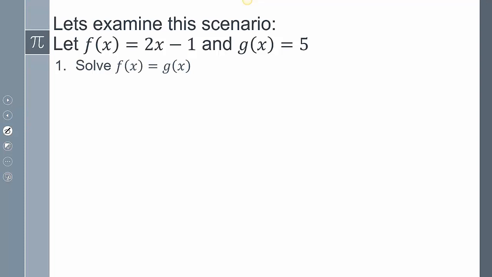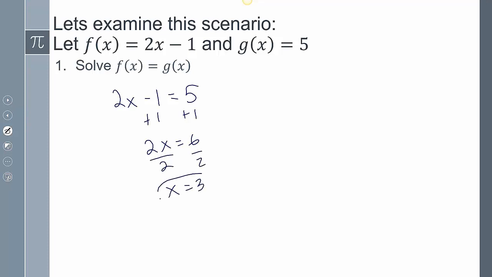So the first says, let's solve f of x equals g of x. So that literally means 2x minus 1 equals 5. For this scenario, if I'm solving for it, I should add 1 to both sides, and I get 2x equals 6. Divide both sides by 2, I get x equals 3. And so this right here is going to be my answer: x equals 3.